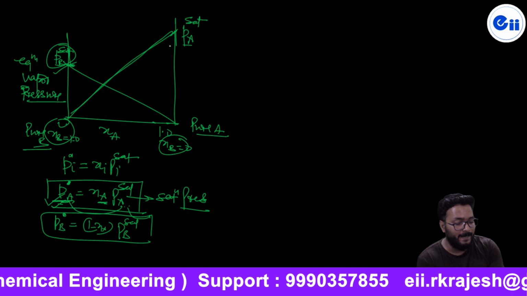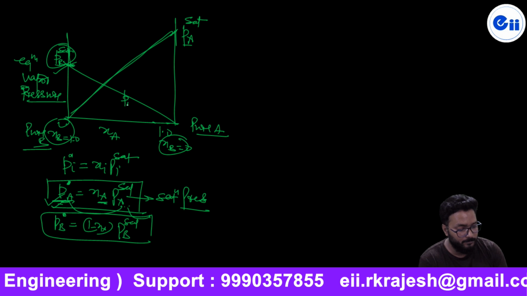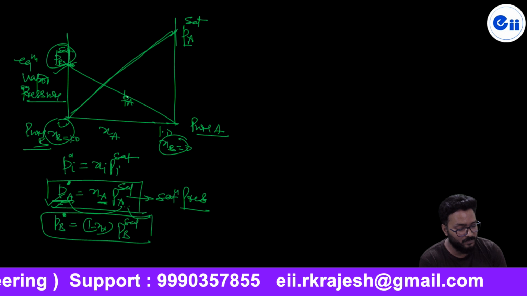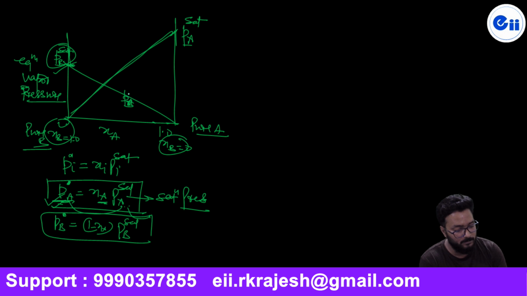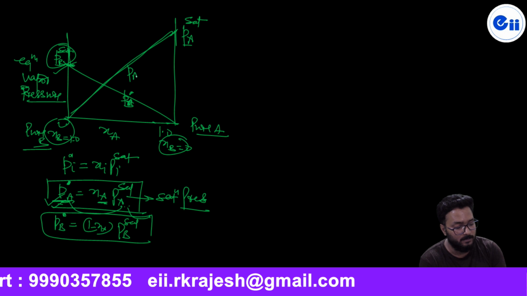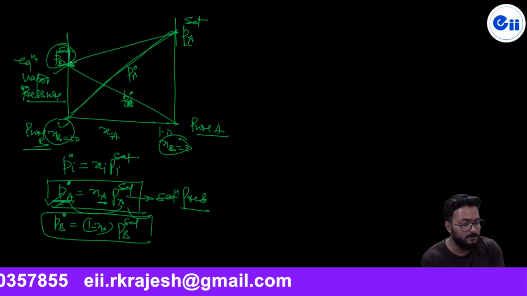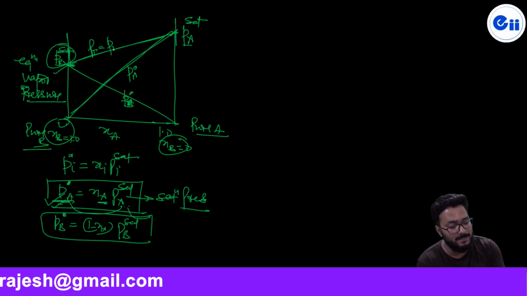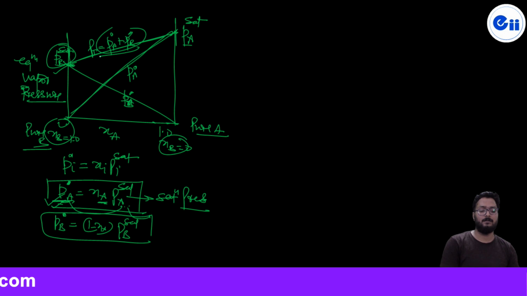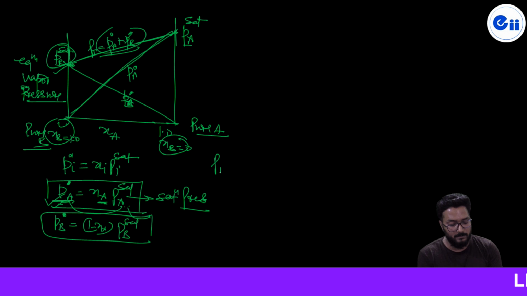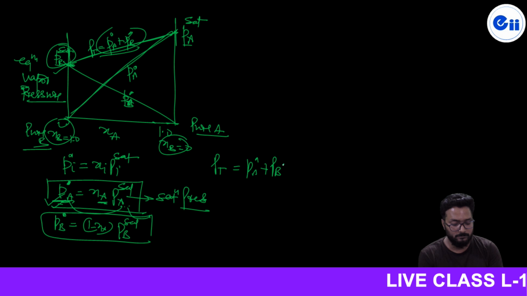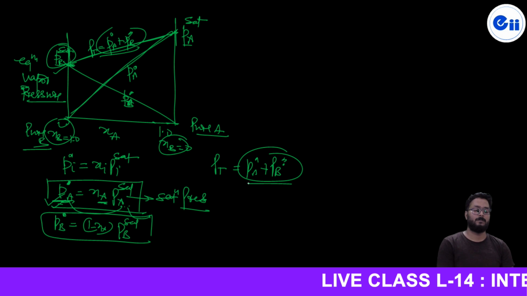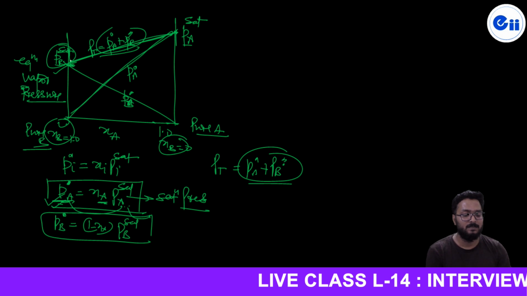And if you add, this is PB star, sorry, this is PA star. And if you add them, this is called the total equilibrium pressure. Then the total equilibrium pressure PT is equal to what? PA star plus PB star. Total equilibrium vapor pressure PT is equal to PA star plus PB star, the summation of this plus this. This is for the ideal condition.